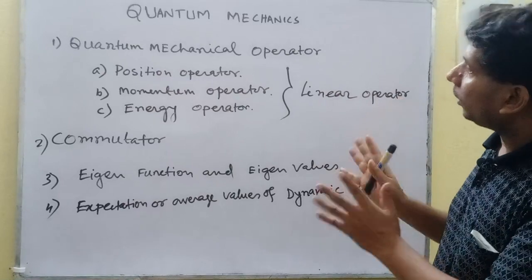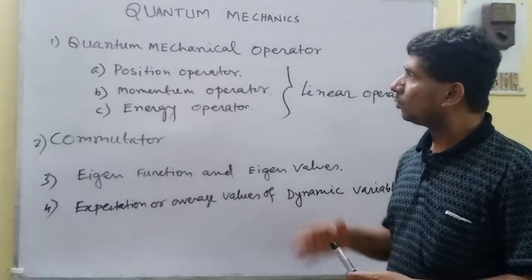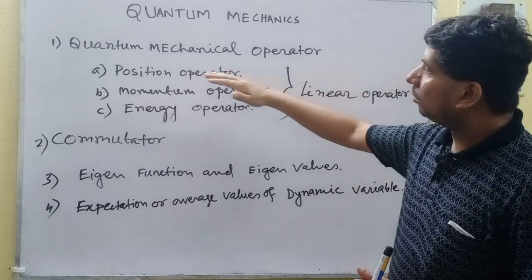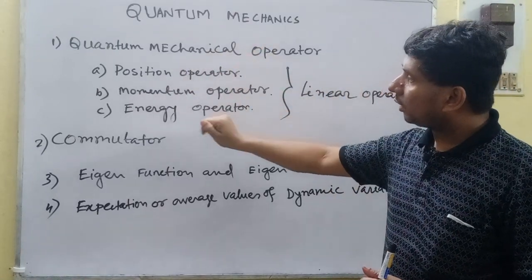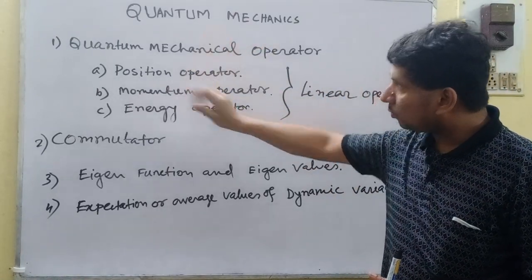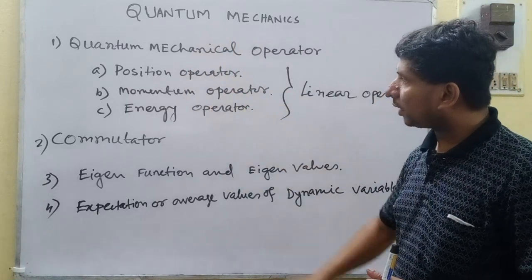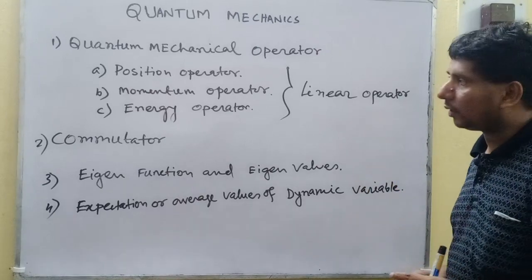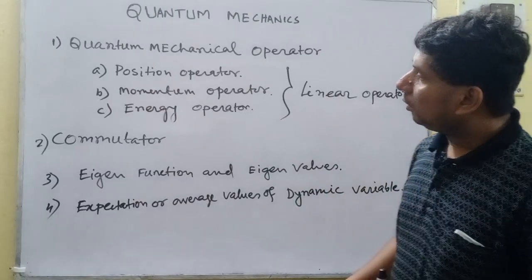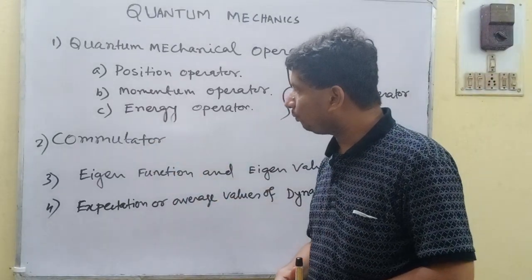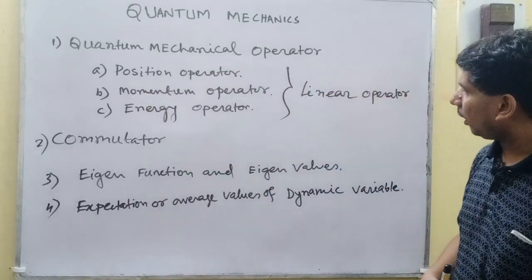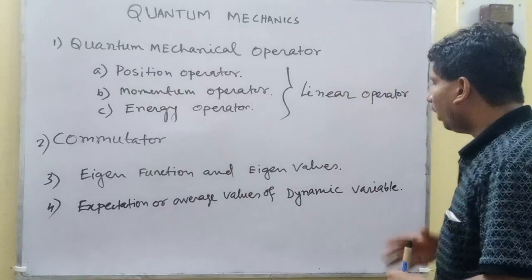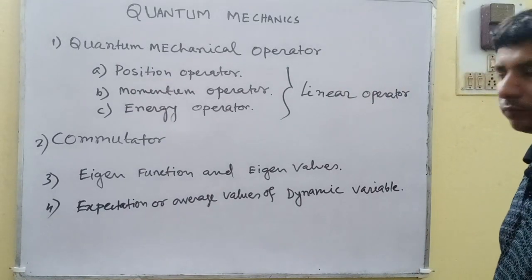So, quantum mechanical operators. At first we learn about the quantum mechanical operator, then the position operator, momentum operator, energy operator, and they are actually linear operators. I will discuss it. Then commutator, eigenfunction and eigenvalues, expectation or average values of a dynamic variable.